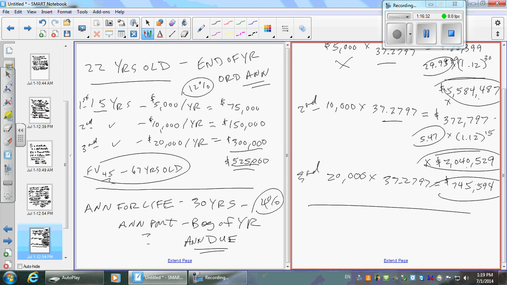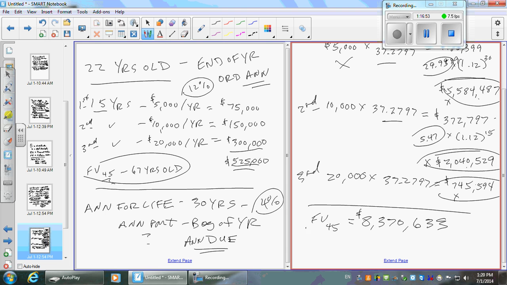5,584,487 plus 2,040,529 plus 745,594. Everybody see it? So the future value, 45 years from now, of those three annuities all added together is what? 8,370,633, depending on how you round it.